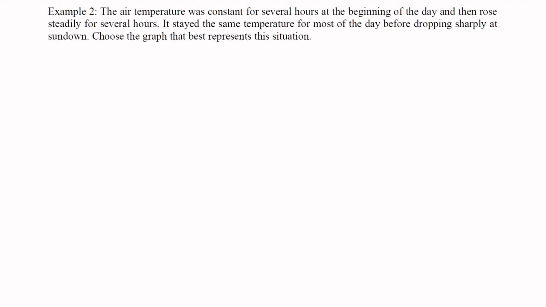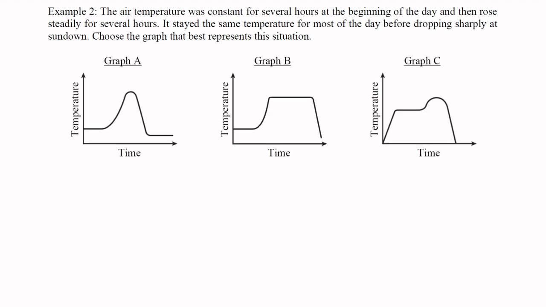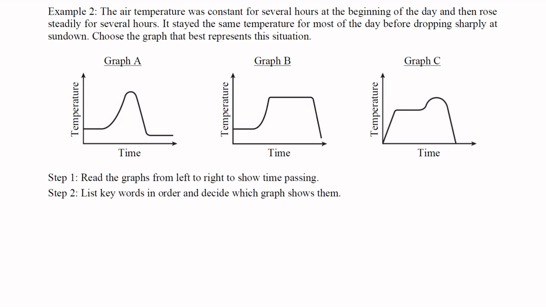For example 2, the air temperature was constant for several hours at the beginning of the day, and then rose steadily for several hours. It stayed the same temperature for most of the day before dropping sharply at sundown. We're going to choose the graph that best represents this situation. So we have graph A, graph B, and graph C. So let's pick out all the key words in this problem. First, we're going to read the graphs from left to right to show time passing, and then we're going to list the key words in order to decide which graph shows them.